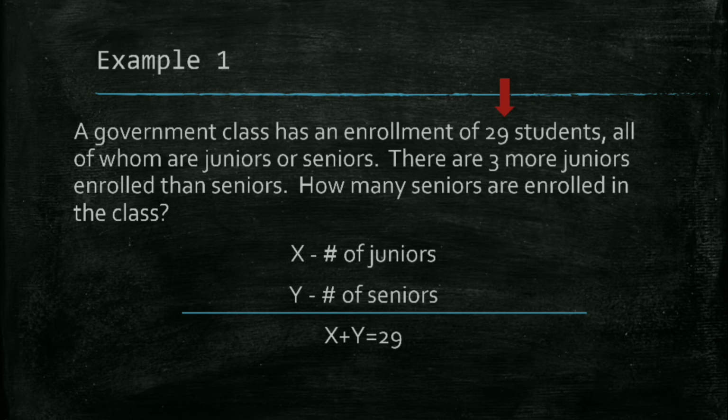All right, then that second sentence, there's another piece of information. There are 3 more juniors than seniors. So there are more juniors, right? So the number of juniors is equal to the number of seniors plus 3. Or x equals y plus 3. All right, let's look at another example.